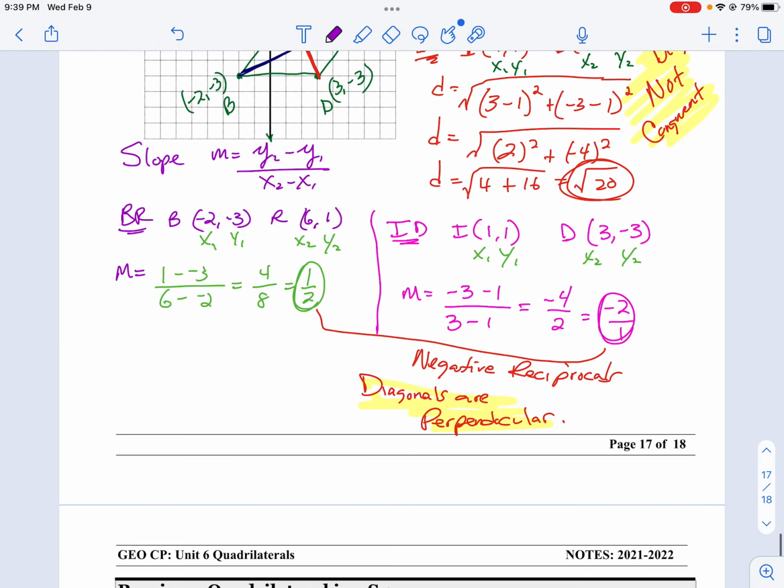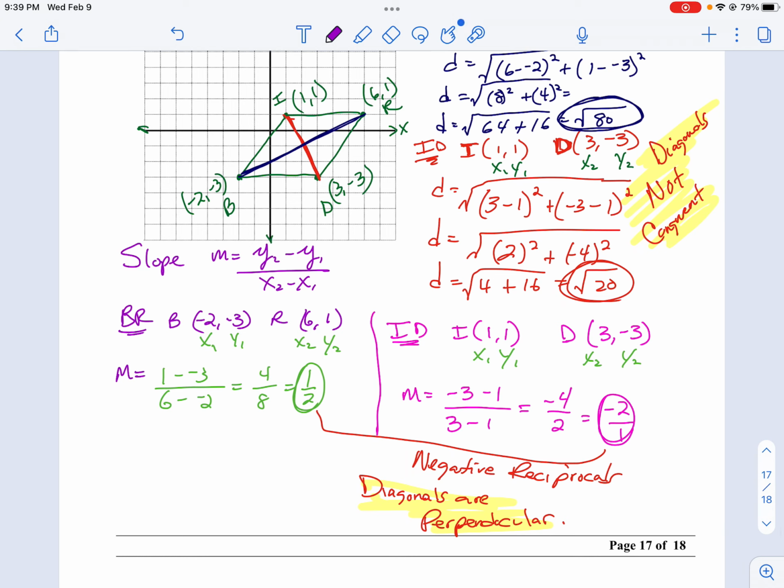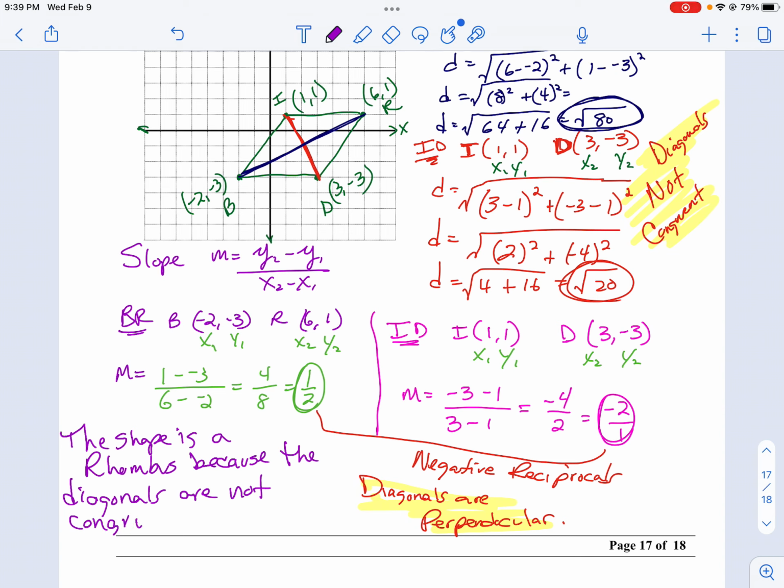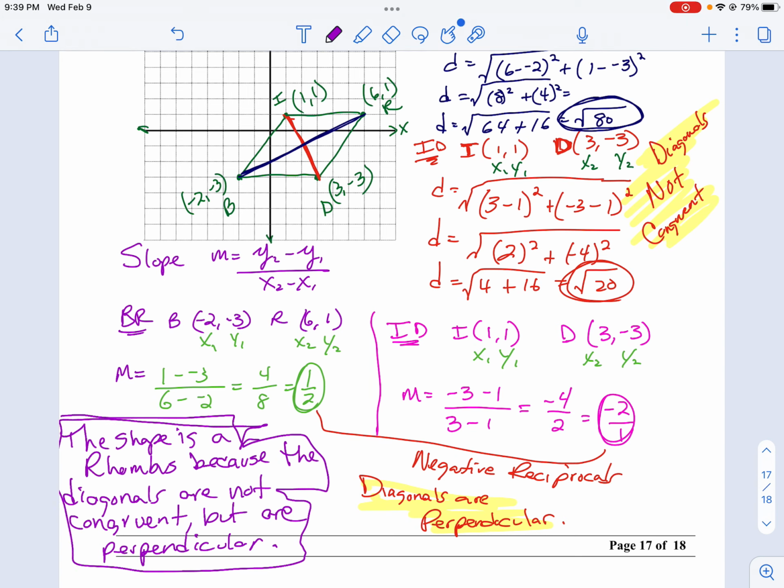Very exciting. So let's go on back down here, and we're going to say the shape is a rhombus because the diagonals are not congruent, but are perpendicular. All right, so there is my final answer. All right, very good, very good.